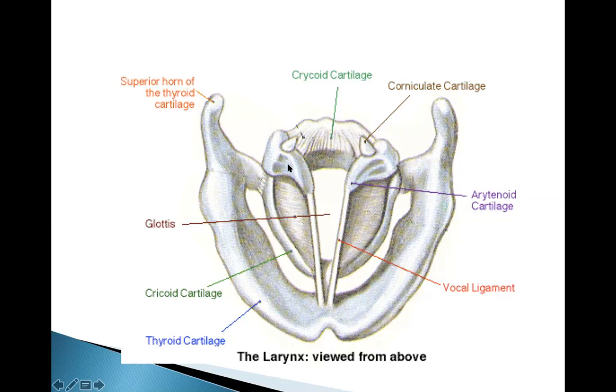We see the ring of the cricoid cartilage, and then we see the two pyramidal arytenoid cartilages and the two smaller corniculate cartilages, again with the vocal fold or vocal ligaments right there. All right, and then again, the opening to the respiratory pathway, this is the glottis.